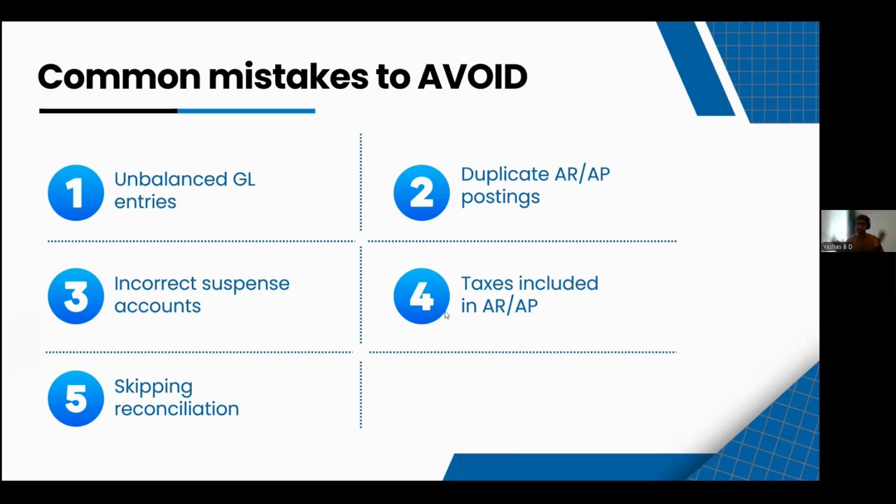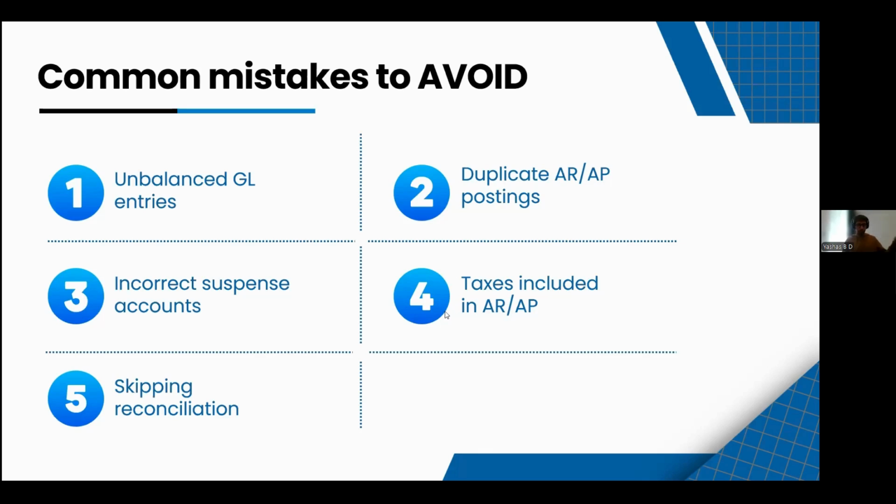Now, what are the common mistakes to avoid? Most importantly, please don't have any unbalanced GL entries. With respect to AR and AP, you might ask, why can't I take both for a single customer? Why can't I take both the invoice and a credit note, or for a vendor, both bill and a debit note? You can, but it's not suggested. Ideally, reconcile it and then take only one of the balances.